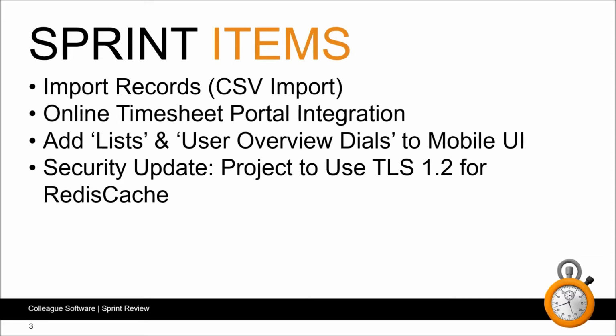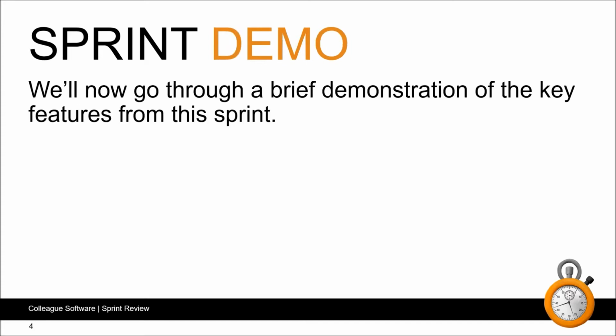We've added lists and the user overview dials to the new mobile UI for Colleague 7. And we've implemented a security update to Colleague 7 so that connections to the Azure Redis cache service use TLS 1.2. We'll now go for a brief demonstration on the key features from this sprint.